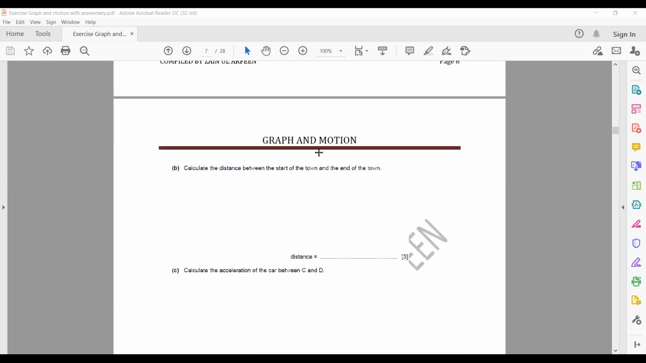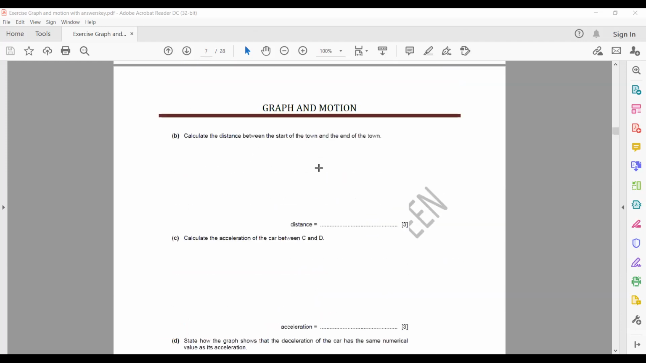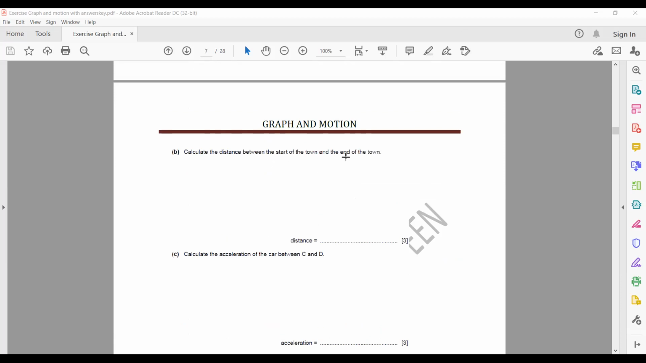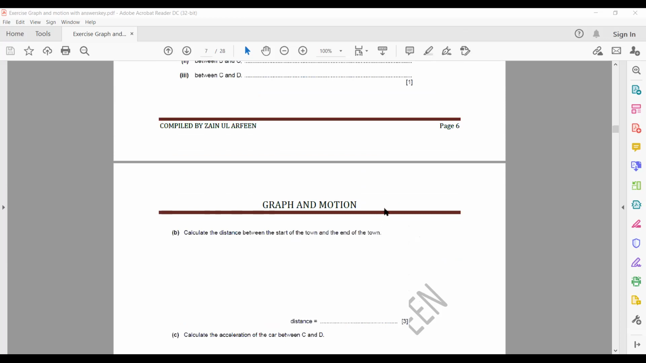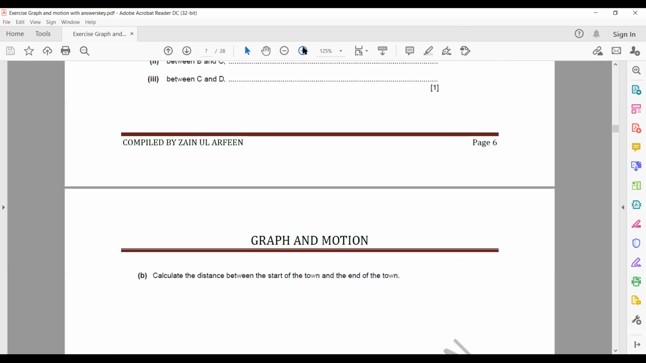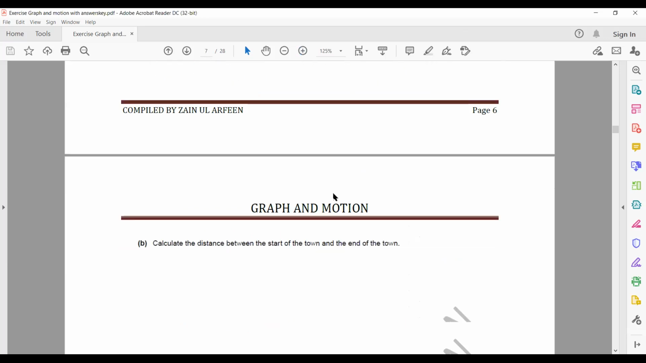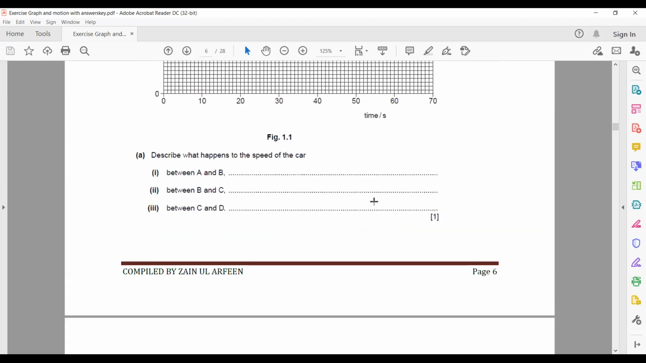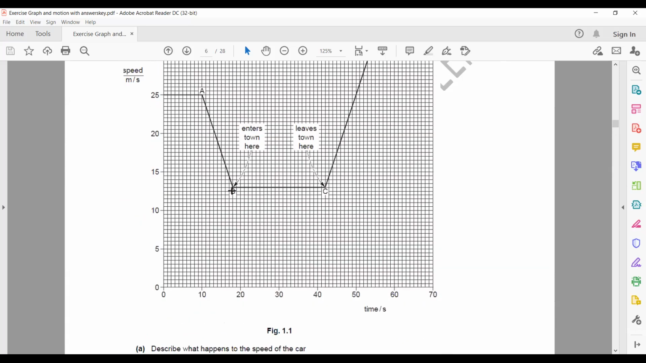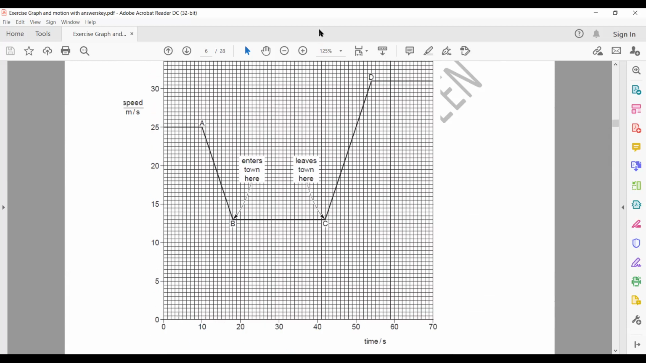Then calculate the distance traveled between the start and the end of the town. Yes, Heather, any question? Calculate the distance traveled from the start of the town to the end of the town. So at point B the town started, and at point C the car leaves the town. So we want to calculate the distance from B to C.